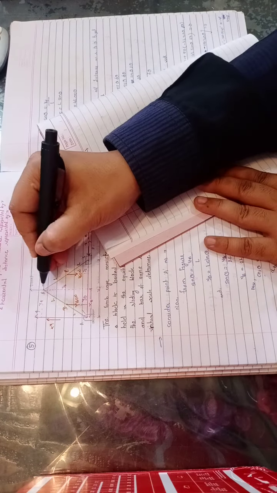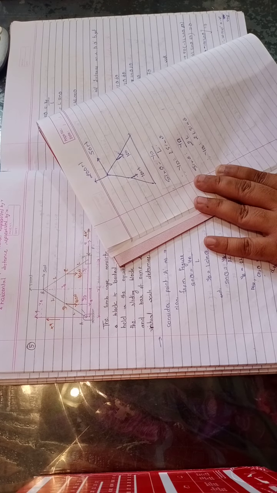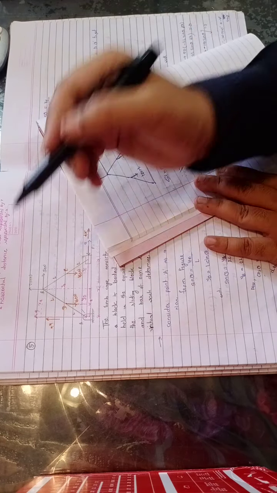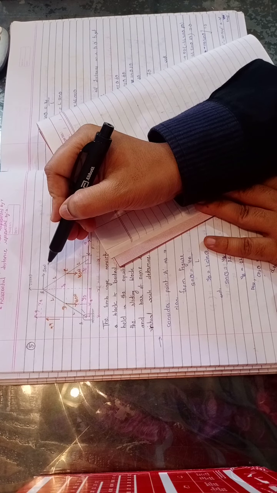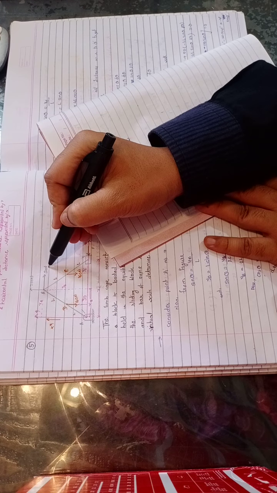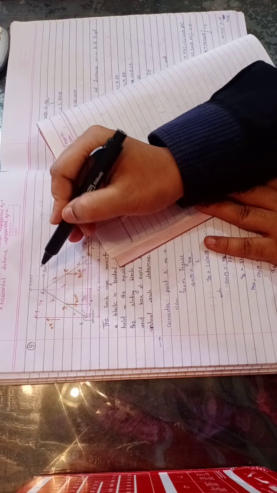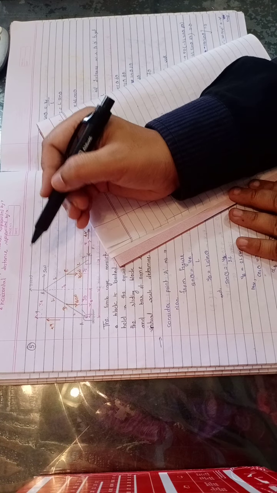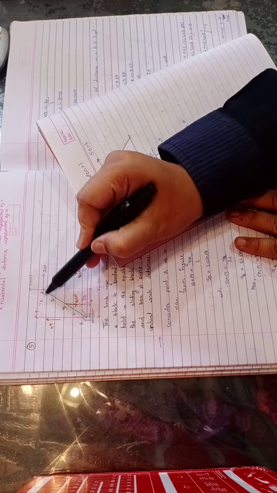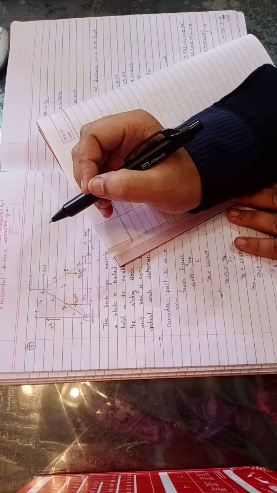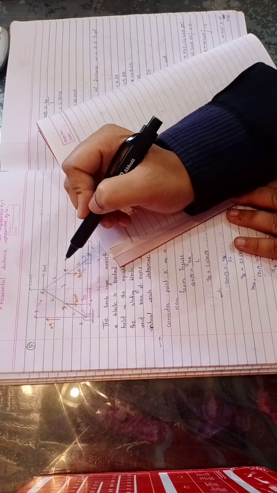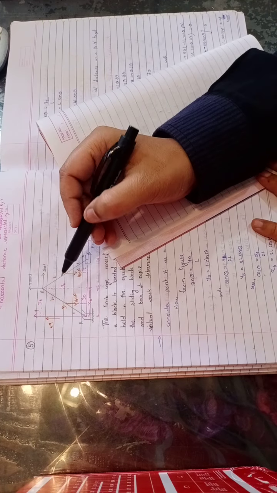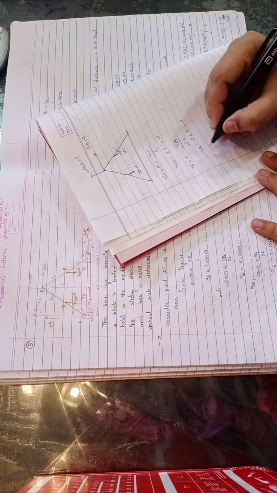Then the next force is 200 Newton, and there is a 50 Newton force. This force is a horizontal force, so we need to find the horizontal distance from the y-axis. Let this distance be represented by XB. How to find this distance? Again, we use the trigonometric formula.